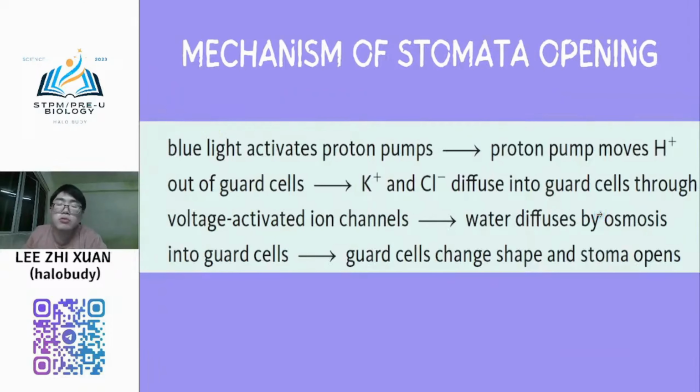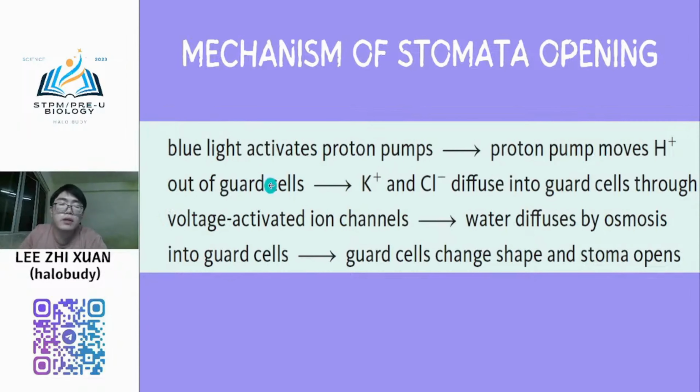This is also the general process. Blue light activates the proton pump, and the proton pump moves hydrogen ions out of the guard cell. Then potassium ions and chloride ions diffuse into the guard cell through voltage-activated ion channels, and water diffuses by osmosis into the guard cell. The guard cell changes shape, and the stomata open. So this is more detail, and we go through it one by one.